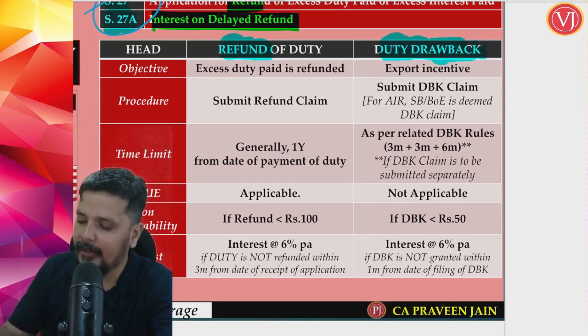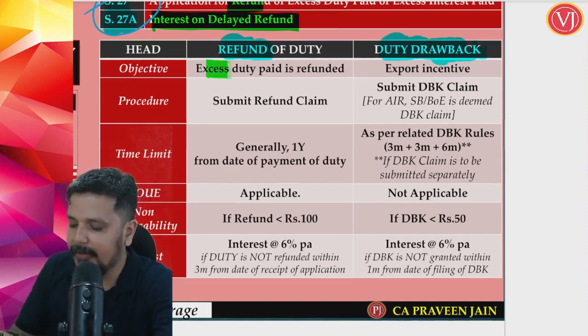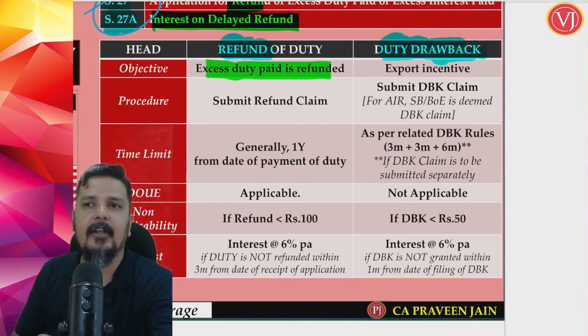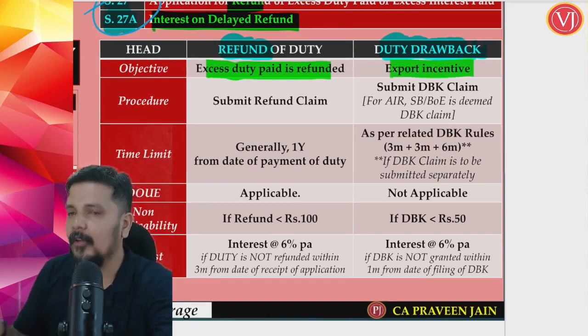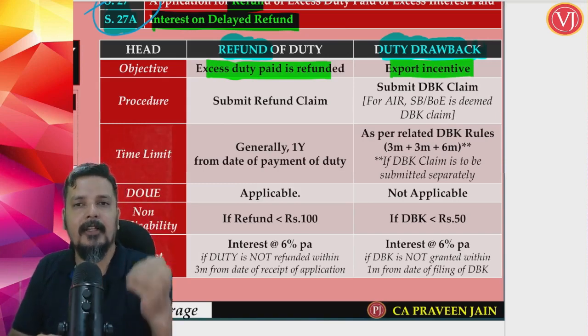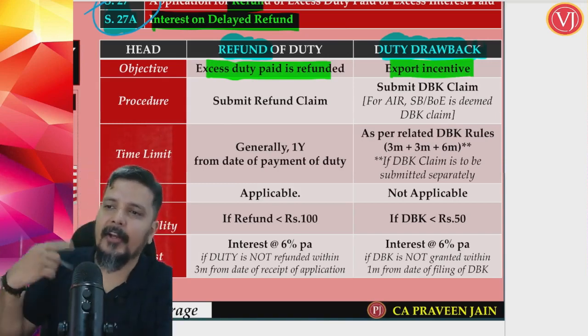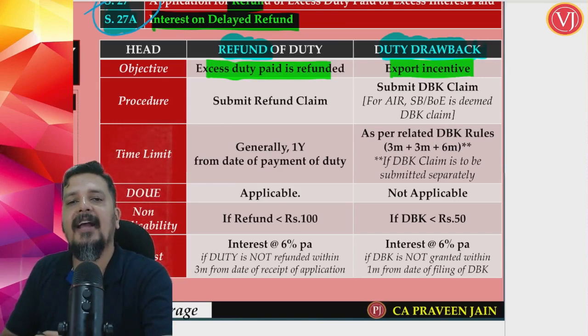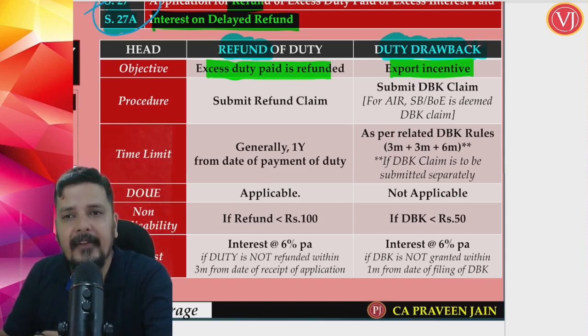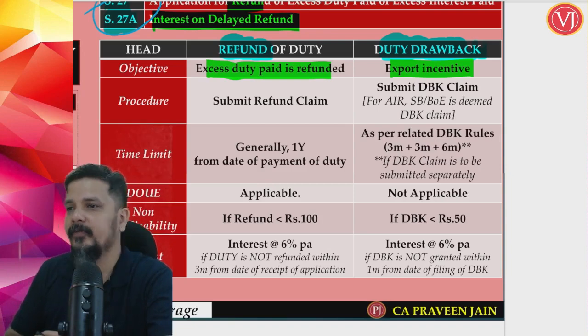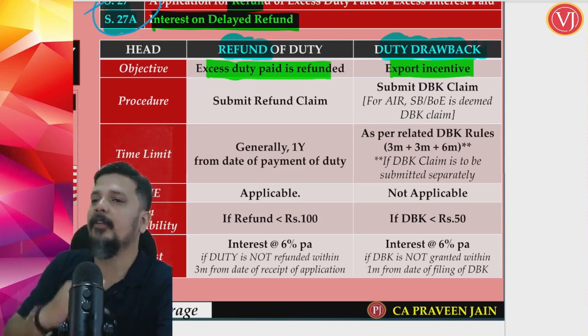Refund: why are you getting the refund? You paid extra duty, therefore you are getting the refund. Why are you getting duty drawback? It is an export incentive. It means you imported the goods, paid import duty, and you are exporting them back. As it is a destination based consumption tax, they are giving you an export benefit, promoting export. So the logic of both is different.